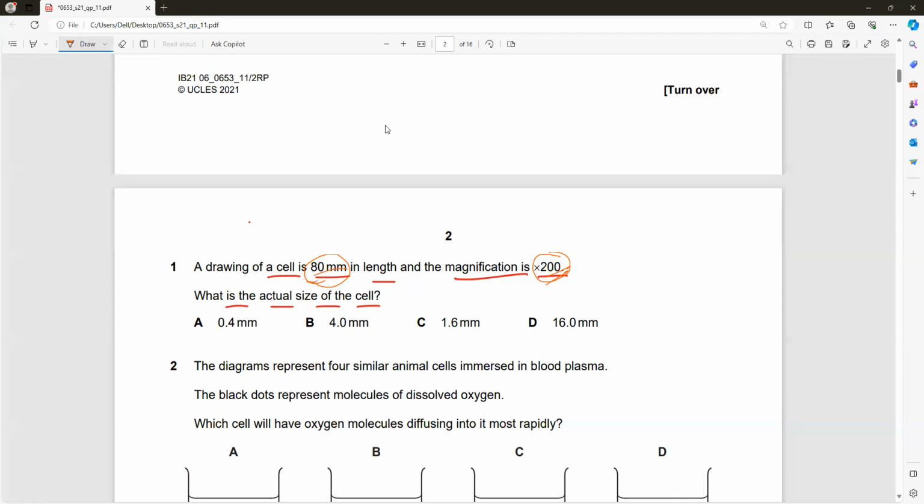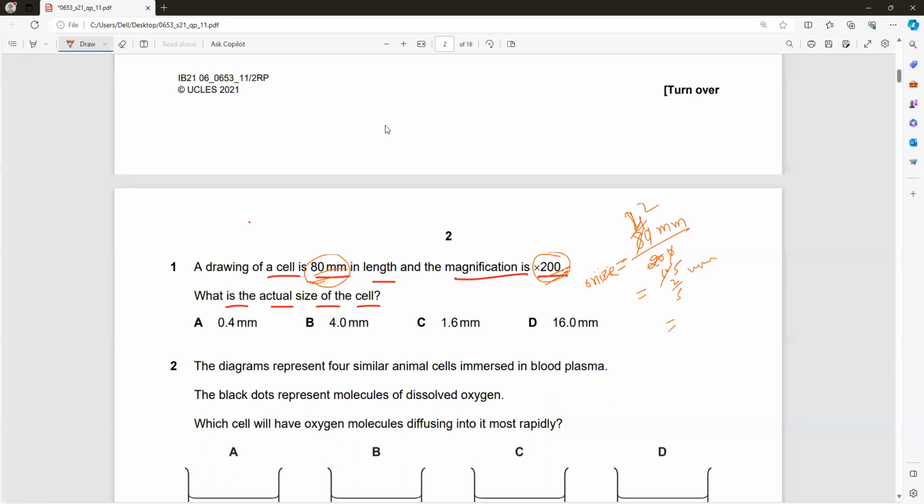Now, what is the drawing size, everybody? What is the size of the drawing? 80 mm. And if you divide by magnification, it will give you the original size of the cell. So 80 divided by 200. 8 ones are 8, so you can take the 2 table. 2 fours are 8, 2 tens are 20. So 2 twos are 4, 2 fives are 10. So 2 by 5 mm.